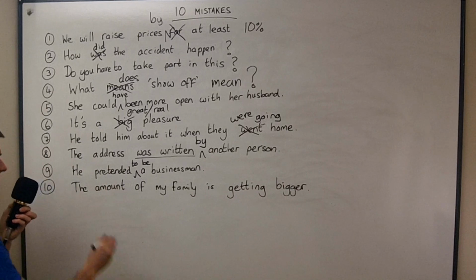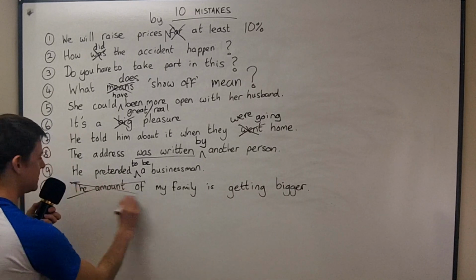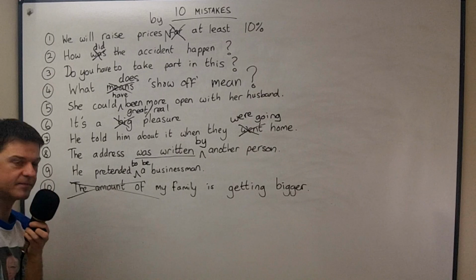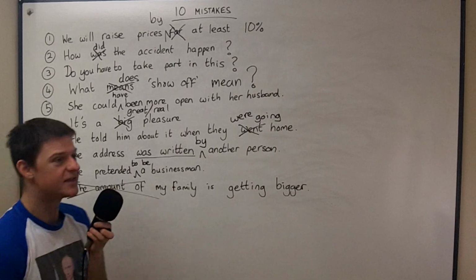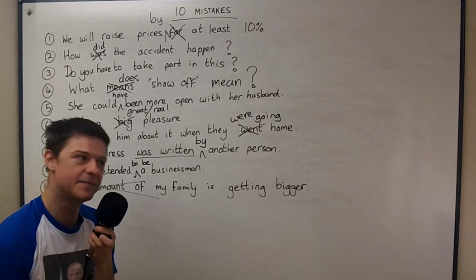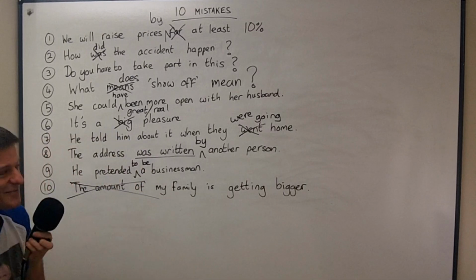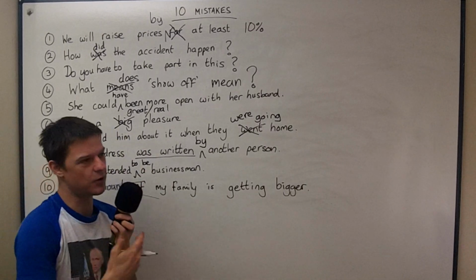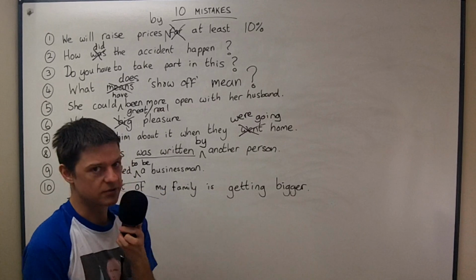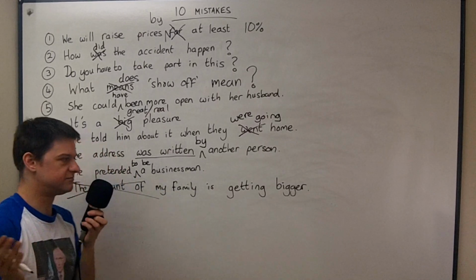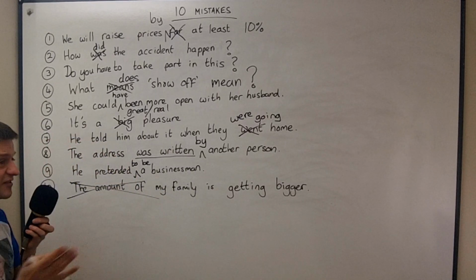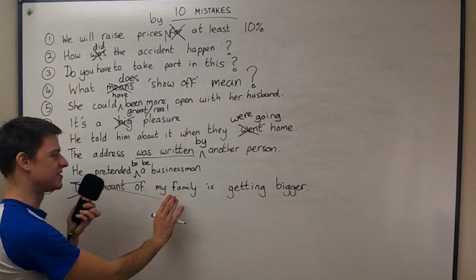I didn't like this, and I told the student just to say, my family is getting bigger. You could say the number of people in my family is getting bigger. But it sounds like quite a long way round, in my opinion. Quite an unnecessary way, an unnecessarily long sentence. Perhaps it's just better to say my family is getting bigger.